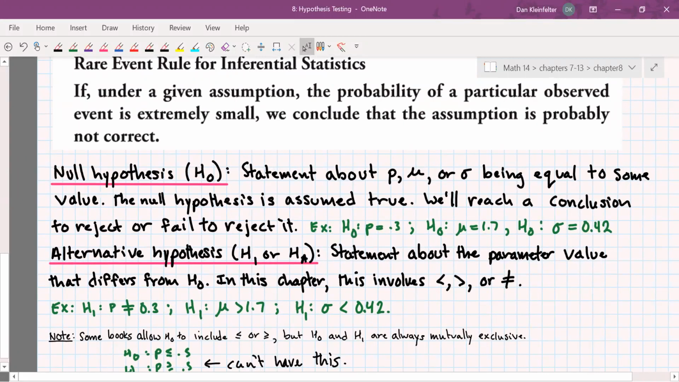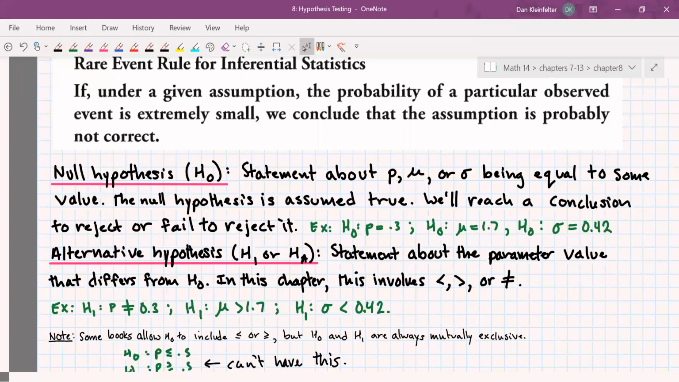There's actually two hypotheses. There's a null hypothesis and an alternative hypothesis. Null means kind of like zero or empty or true by default in this case. The null hypothesis is a statement about p, the proportion, mu, or sigma being equal to some value. The null hypothesis is always assumed to be true. We're going to go through a process that we, of course, haven't talked about yet, where we decide to either reject that null hypothesis or fail to reject it.